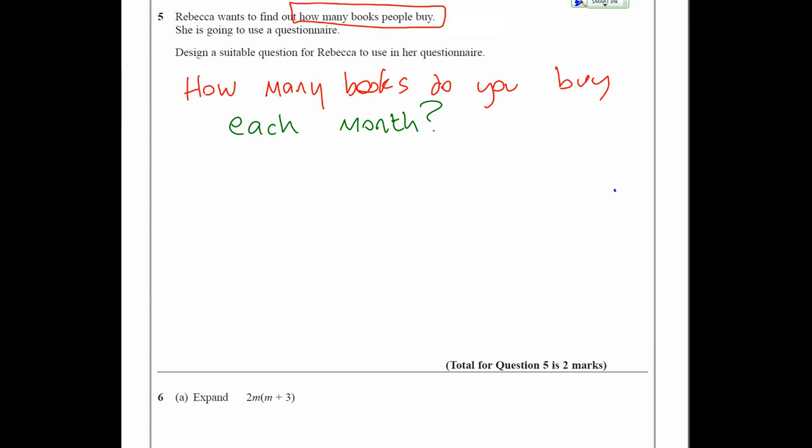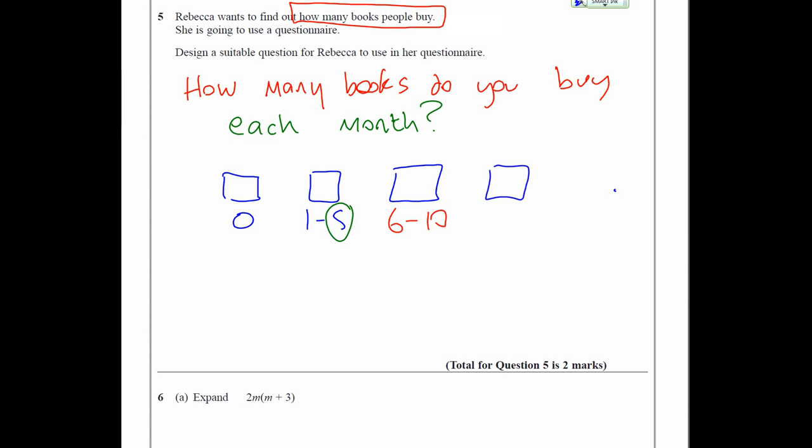Now it's a questionnaire. So what you're going to do is give them options. Okay, tick boxes. First tick box, I would say for people who don't buy any. Okay, the next tick box I would give for people who buy 1 to 5. The next one, you do not want to include 5 again. The people who buy 5 have already got a box to tick. So start on 6. I'd go 6 to 10. I'd probably give one for people who buy 11 to 15.